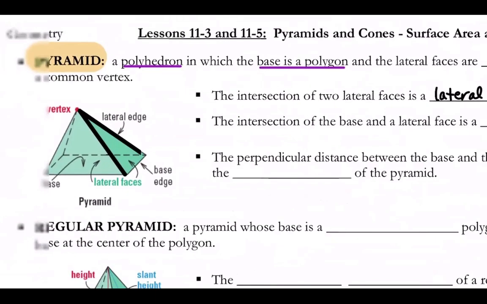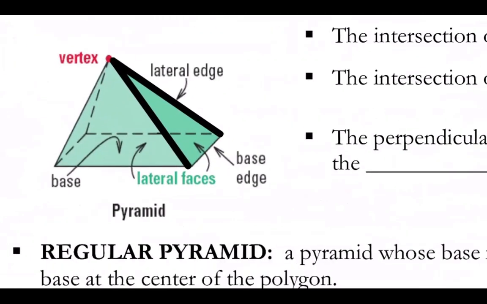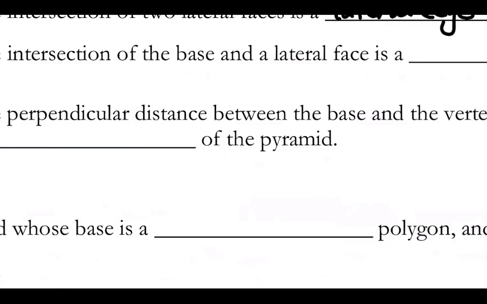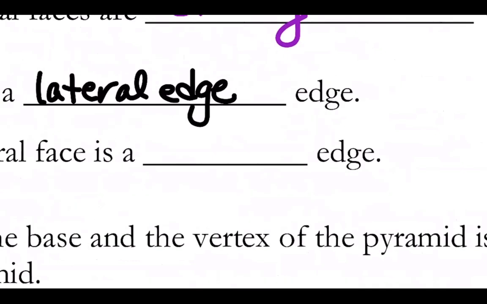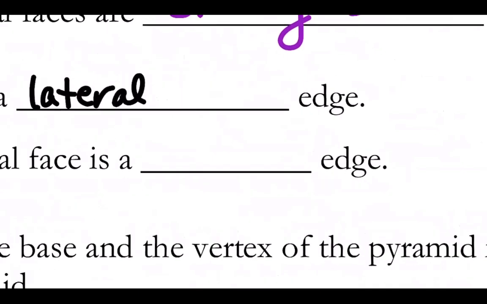And then the intersection of the base and a lateral face is called a base edge. So the segments like, for example, that one and that one, those are base edges. Oops, I should have just said lateral up there. Okay, this is a base edge.